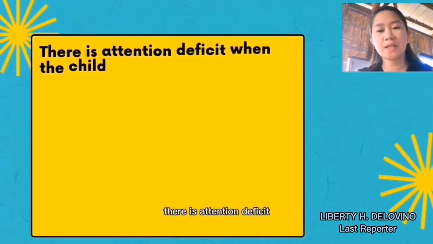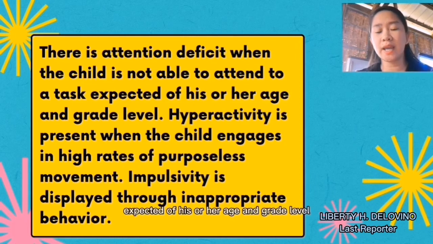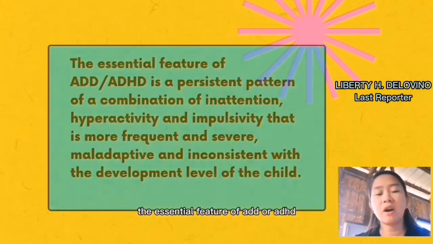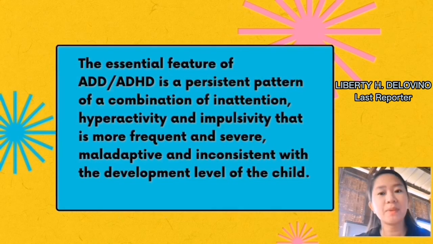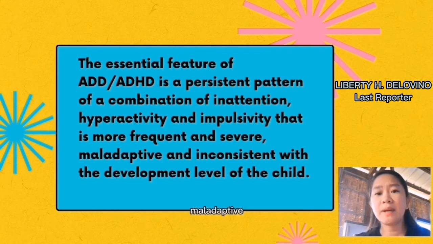There is attention deficit when the child is not able to attend to a task expected of his or her age and grade level. And hyperactivity is present when the child engages in high rates of purposeless movement. And impulsivity is displayed through inappropriate behavior. The essential feature of ADD or ADHD is a persistent pattern of a combination of inattention, hyperactivity, and impulsivity that is more frequent and severe, maladaptive, and inconsistent with the development level of the child.